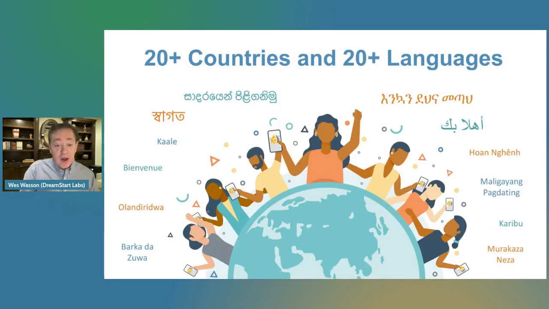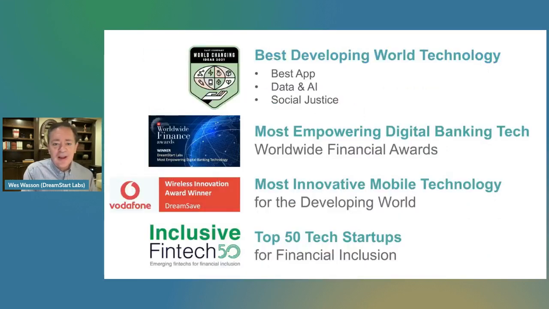DreamSave is available around the world. We're in over 20 countries today, over 20 languages. We put a lot of effort into providing a rich, engaging experience, customized and personalized and localized for each country. Next slide. We've also been at this for a while and have been very fortunate to receive multiple honors in this space: Best Developing World Technology, Best App, Most Empowering Digital Banking Technology. DreamStart Labs is also one of the top 50 startups for financial inclusion in this space.